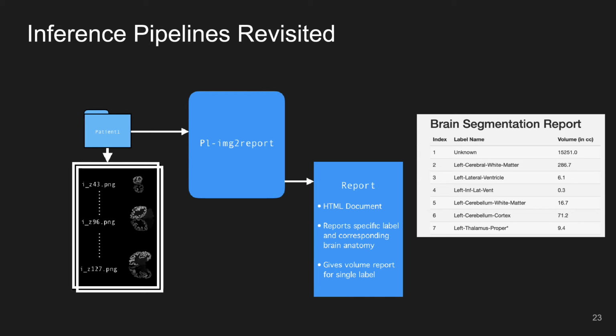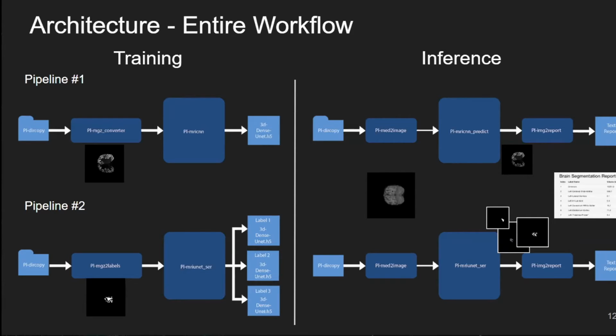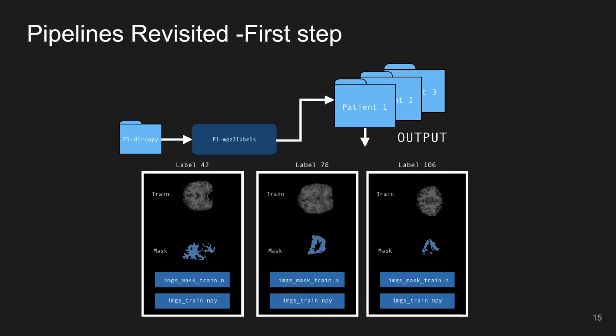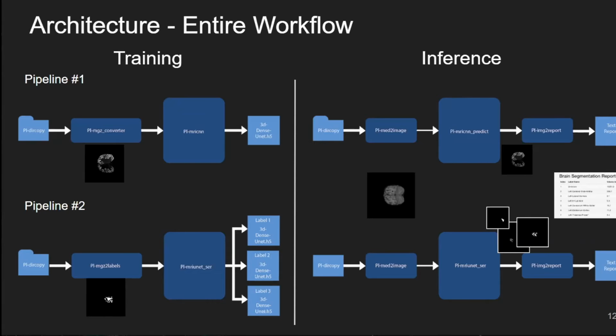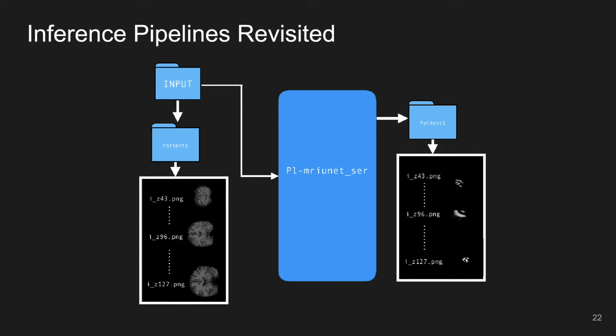And pipeline number 2 is for classifiers that focus on a specific region of the brain. This is the pipeline we focused on. The training workflow of this pipeline is that we convert MGZ files to images of all labels using MGZ2labels and feed all these images into MRI-unet-SCR at once for training. After training, we will get about 190.5 models. The inference pipeline is pretty much the same as the first pipeline, except that we need to put all the segmented labels together into images of a whole brain. Next, please.